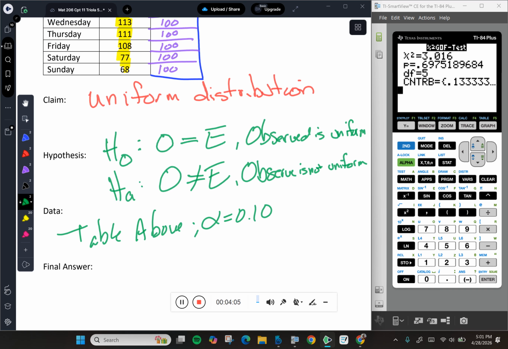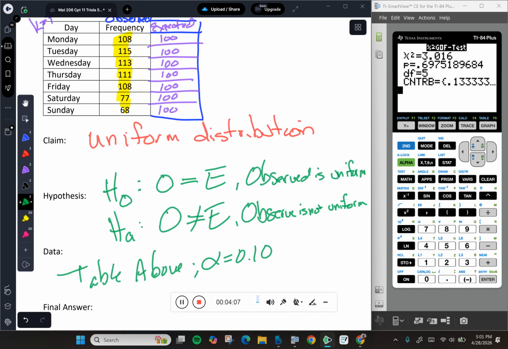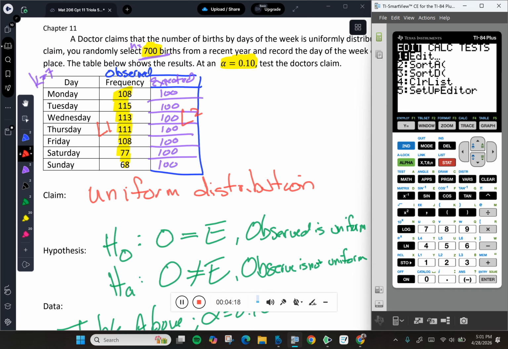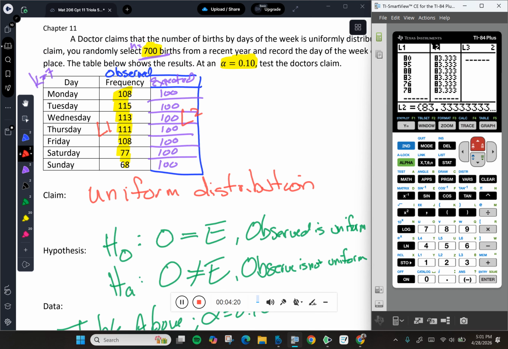All right, so to run the test, the first thing I've got to do is get these 2 data sets into my calculator. I'm going to put the observed in L1 and the expected in L2. So stat, edit, I need to clear this old data out first. But I'm going to put that in there. I'm not going to make you watch that. I'll pause. I'll come back when it's all in. Okay, so I got it all typed in. I've got my observed, got my expected.